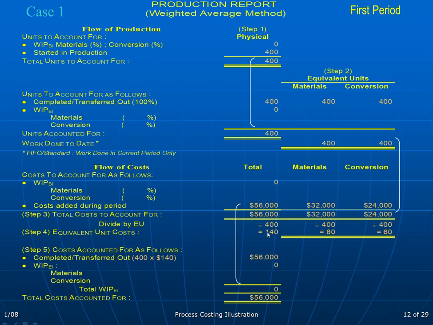Now that we have our allocation rate, what do we do? We allocate these costs to these products. Well, we have 400 units that were fully completed, fully processed during the period and transferred out. So we're going to take those 400 units at the allocation rate of $140 per unit. So that's $56,000. We have no units in any inventory, so there's no cost there. And there's our $56,000, which accounts for the $56,000 that we needed to account for.